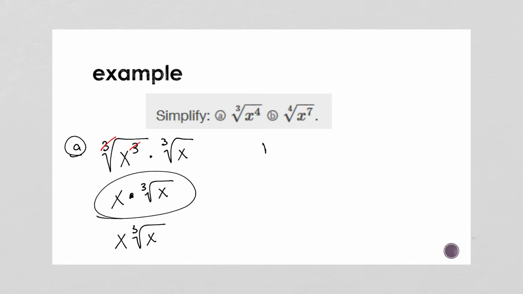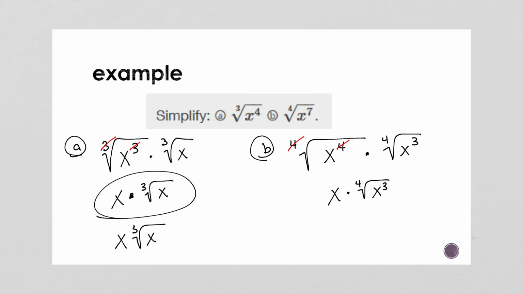All right, let's look at B. So now we have the fourth root of, let's do x to the fourth in this one, times the fourth root of x to the third. Because remember, whenever you're multiplying your bases, you add your exponents, okay? So this 4 and this 4 cancel. I'm left with just plain old x times the fourth root of x to the third, or it could be written like this. Okay, either one of those work.